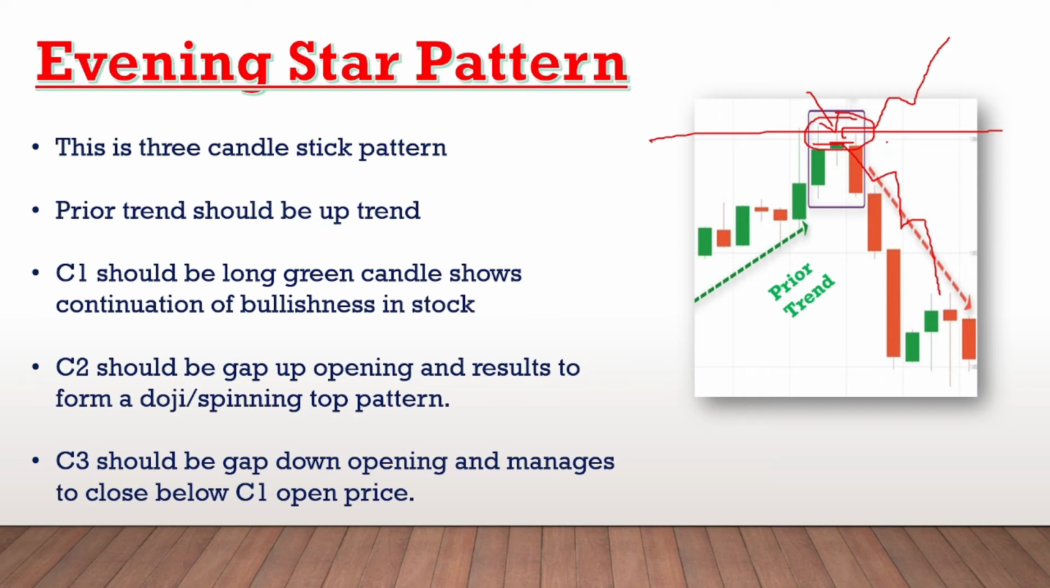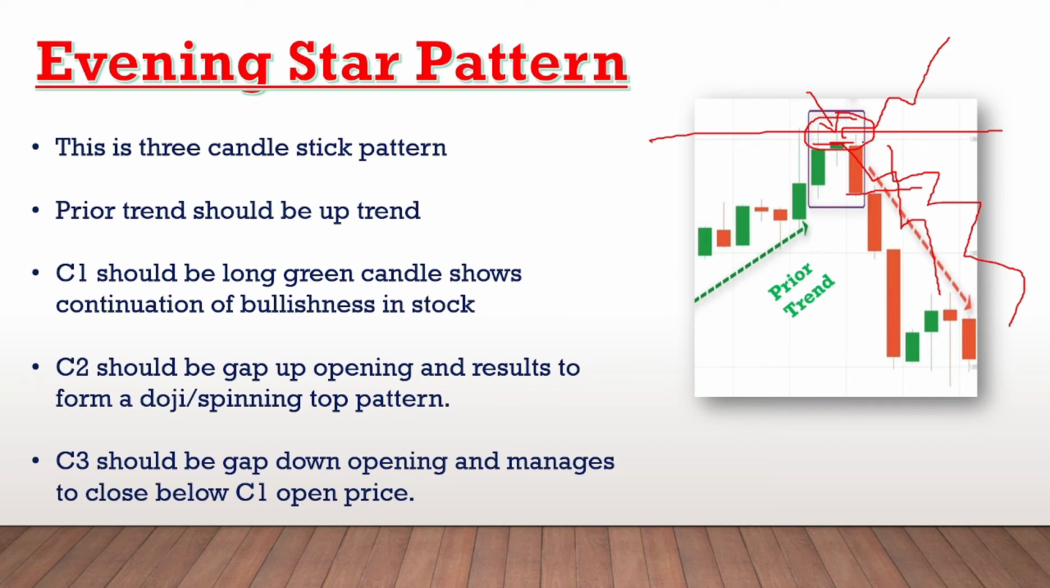Expecting the market to fall in the next successive trading sessions, to initiate a trade, one can short the market at the close price of C3 and have the stop loss at the highest high of this pattern. So the highest high among these three candles would be acting as my stop loss.